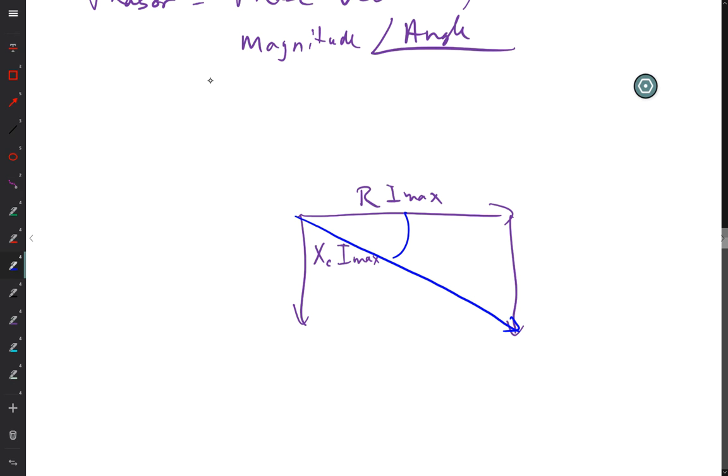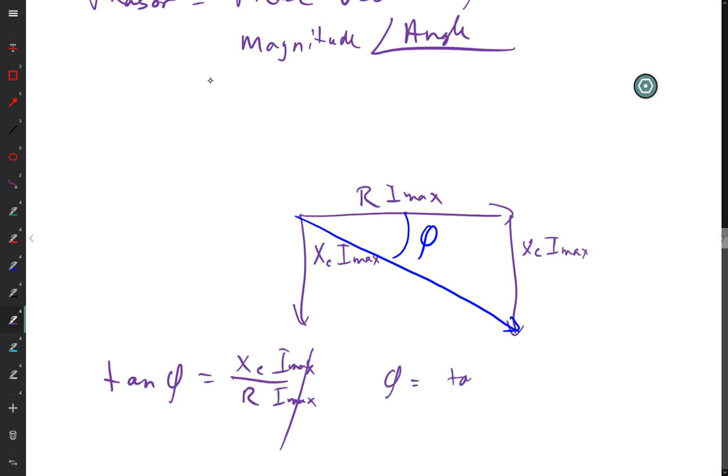The resultant, we use the angle phi to stand for phase. And based on this triangle, you can see what the resultant is right away. Notice I have I max on both sides. I have a right triangle. What's the trigonometric function that relates my angle to my adjacent and opposite sides? So I have tangent of phi is equal to the opposite side, Xc times I max, over the adjacent side, R times I max. Cancel those I maxes. And I'm going to have phi is equal to inverse tangent of Xc over R.